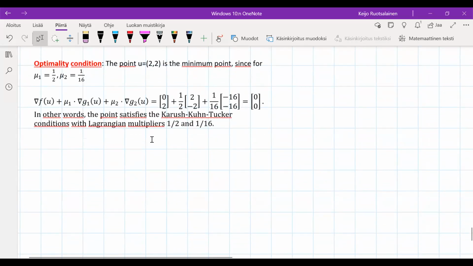Here I have computed. So the gradient of the cost function at the point 2, 2 has coordinates 0 and 2. And the gradients of the constraint functions are 2 and -2 and -16 and -16. And I can find positive constants in such a way that this linear combination goes to 0. And this is what is called the Karush-Kuhn-Tucker conditions. It has positive Lagrangian multipliers, 1/2 and 1/16.